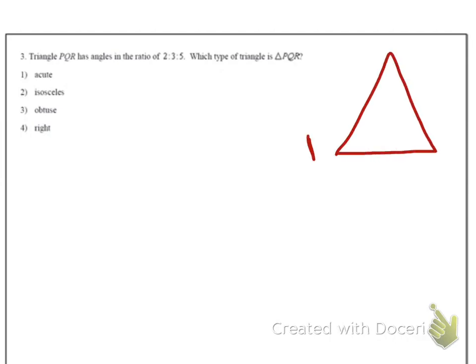So we can draw a triangle, label it P, Q, and R. Since they go in order, so PQR, the 2 would be the P, the 3 would be the Q, the R would be the 5. So I'm just going to label that. So the P was the 2, the Q was the 3, the R was the 5.